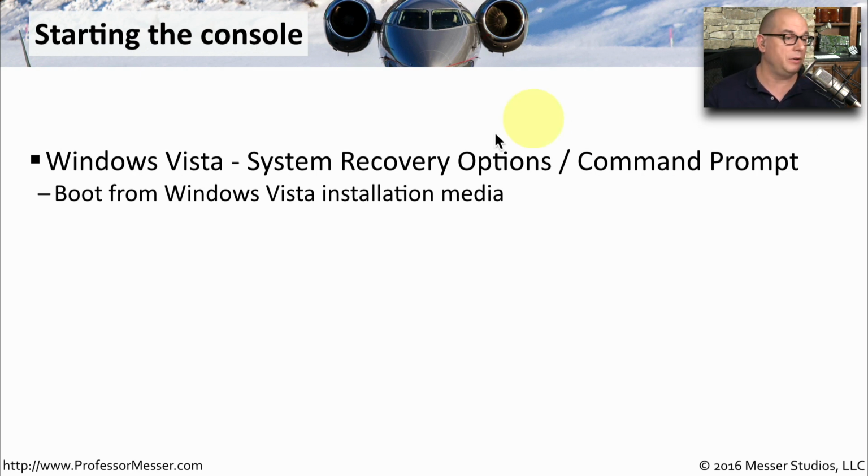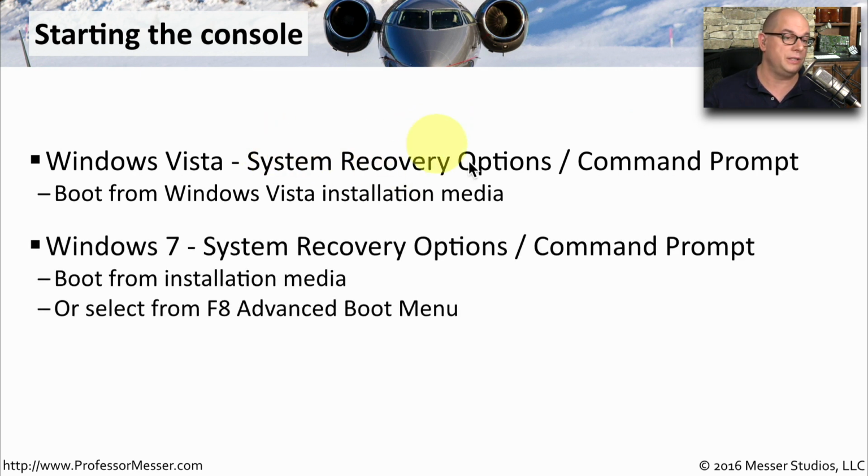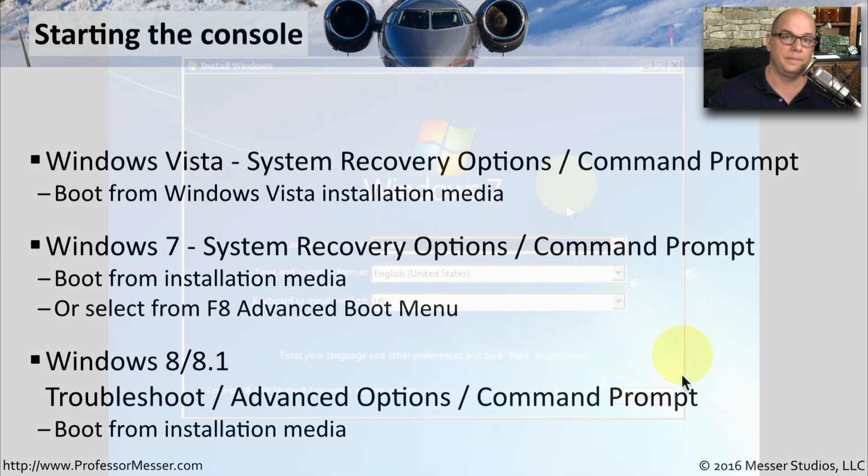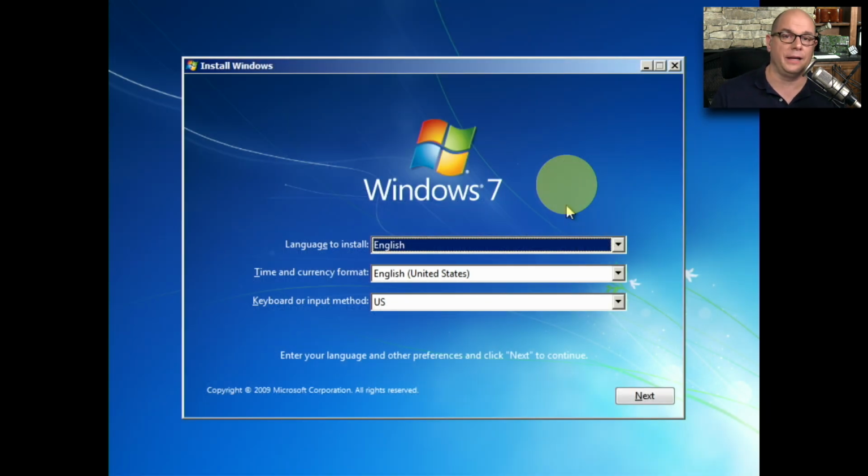In Windows Vista and Windows 7, it's the same process. You go to the System Recovery options and choose Command Prompt. Windows 8, it's a little bit different. You go under Troubleshoot, Advanced Options, and Command Prompt. Windows Vista and Windows 7 work exactly the same, so I'll show you the process in Windows 7.